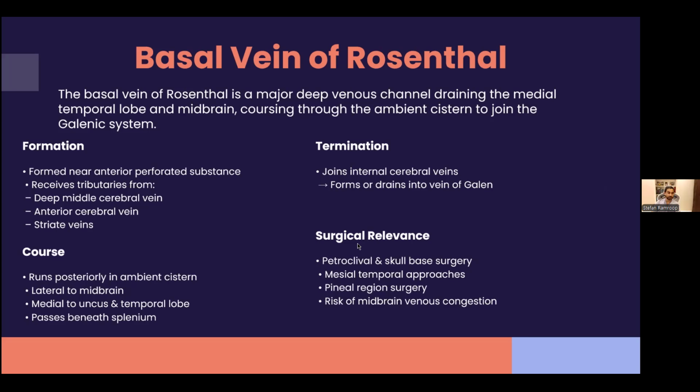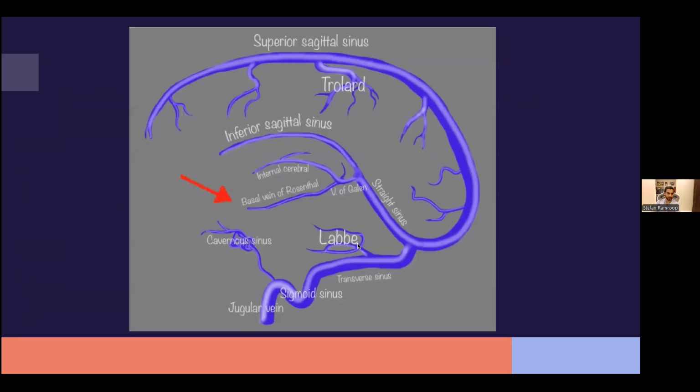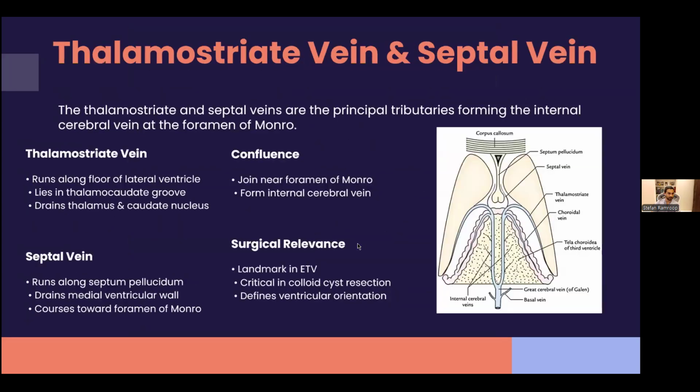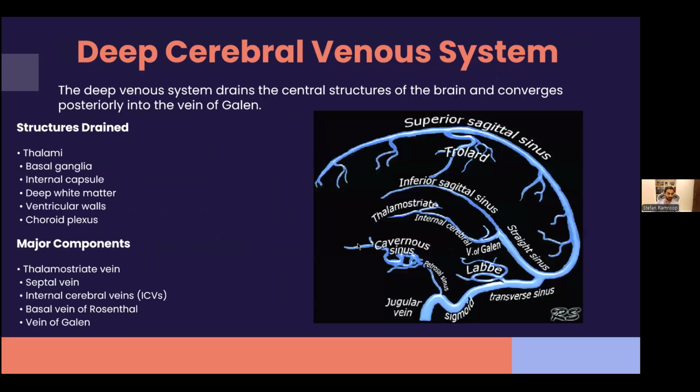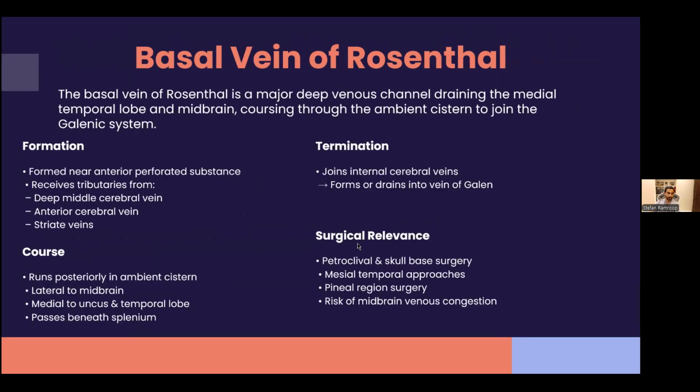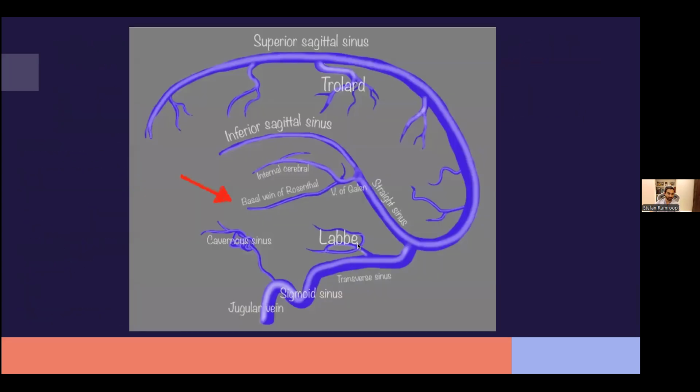This here is just an image showing the basal vein of Rosenthal, because I believe in the first couple of images it's not present, where it showed an overview of the deep cerebral venous system, which shows your internal cerebral veins forming a vein of Galen complex with your thalamostriate, which you can see more accurately here, joining your internal cerebral vein to form your vein of Galen.